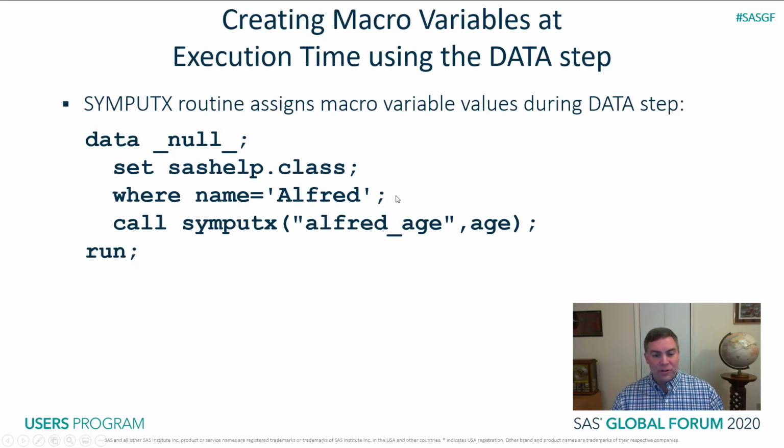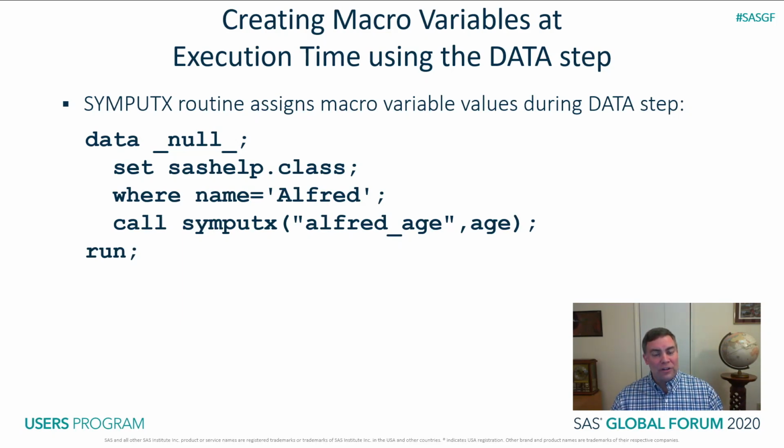Well, as we discussed before, there's only one record read in here because there's only one record that satisfies this where statement. So the value of age that comes in with this record is stored in the dataset variable age, and then when call symputx executes, that value is placed into the macro variable Alfred_age. The key to remember here is that call symputx executes at data step execution time. It's not actually a macro language statement. It's a data step statement.